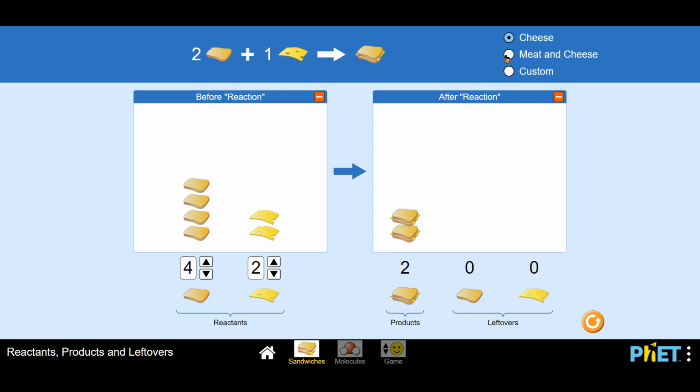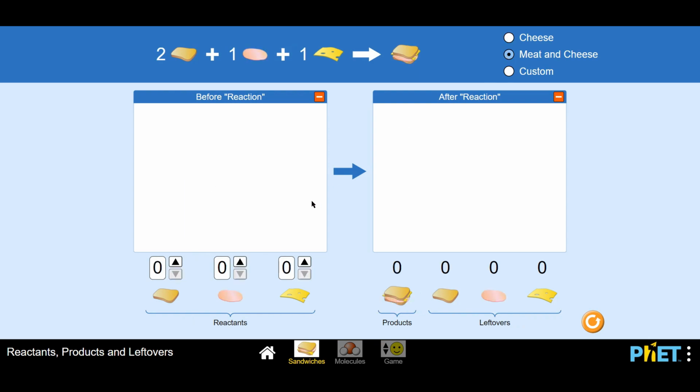If I switch over to the meat and cheese option, then here apparently to make one sandwich I need two pieces of bread, one piece of meat, and one piece of cheese. And so if I add two pieces of bread, one piece of meat, and one piece of cheese, I again get one product, which is one sandwich. And so if I have an extra piece of meat and an extra piece of cheese, even one more piece of bread, these things are all leftovers until I add one more piece of bread to make the second sandwich.